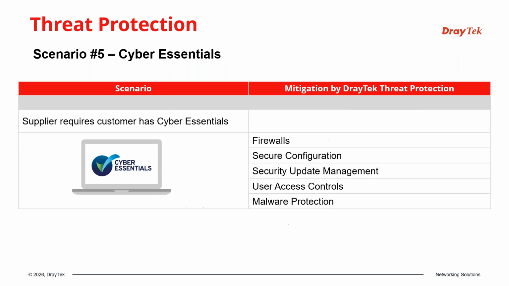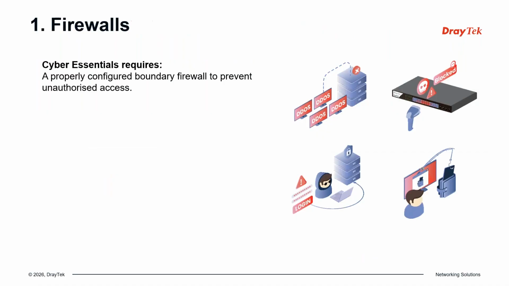And then the fifth scenario I've got is to do with Cyber Essentials. So if a supplier requires the customer to have Cyber Essentials certification, I want to just talk about how DrayTek VigorShield Threat Protection can help with some of the areas. So we've got firewall, secure configuration, security update management, user access controls, and malware protection.